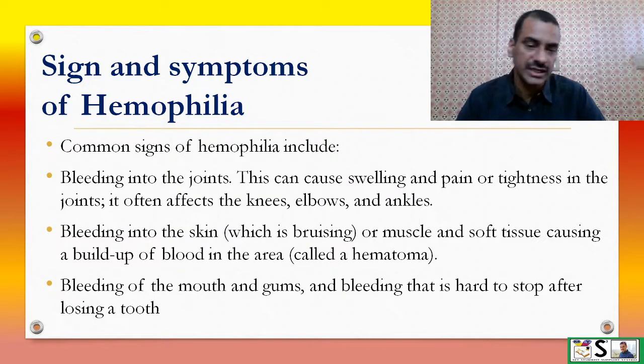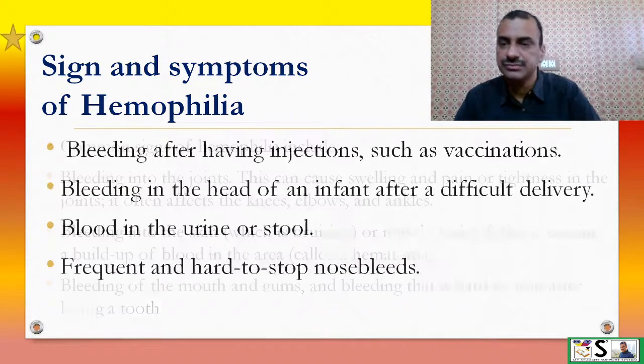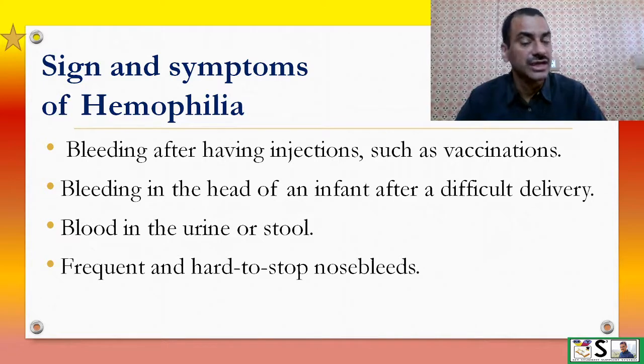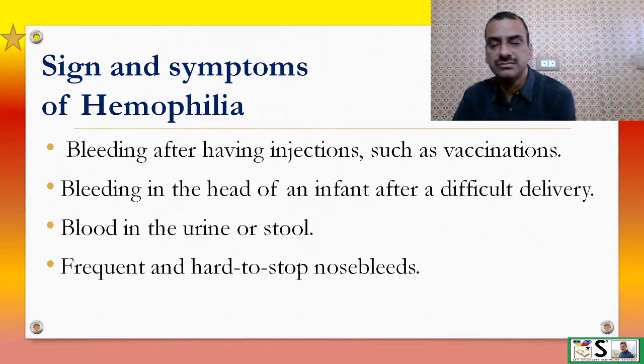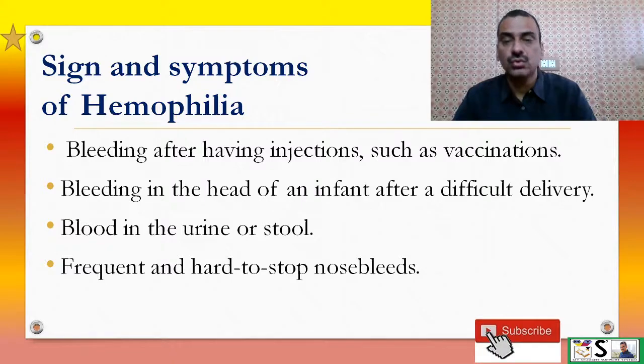Bleeding of the mouth and gums, and nose bleeding that is hard to stop, frequent nose bleeding, gum bleeding, and bleeding that is hard to stop after tooth extraction, bleeding after having injections such as vaccination, bleeding in the head of an infant after difficult delivery, blood in the urine, stool, epistaxis, etc.